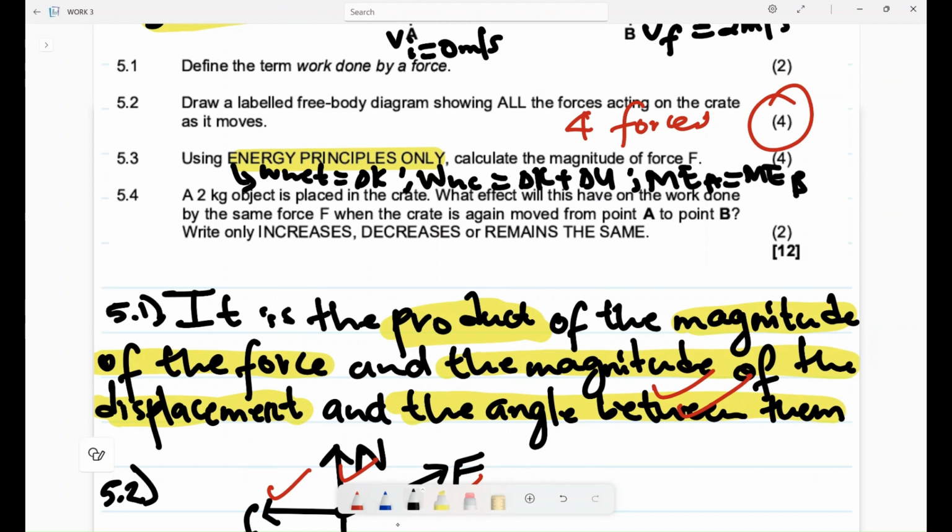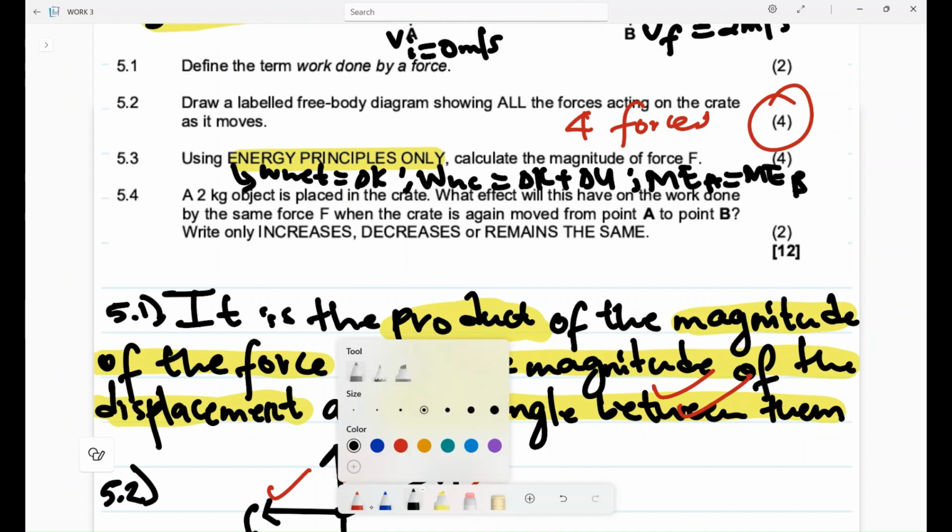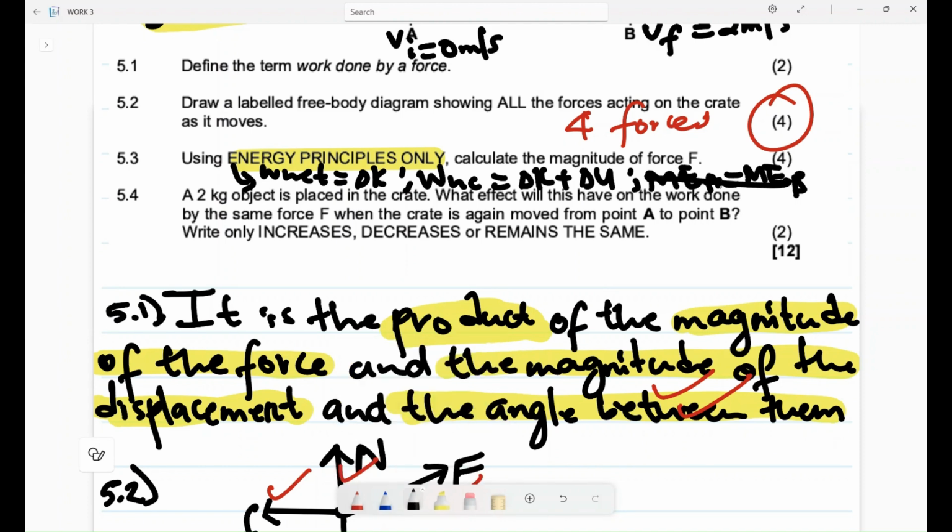But in this case, this one cannot be applicable. This formula, we cannot use. We cannot use this formula here. Why? Because our system is not isolated. There is friction. Again, so we can either use this one or this one.